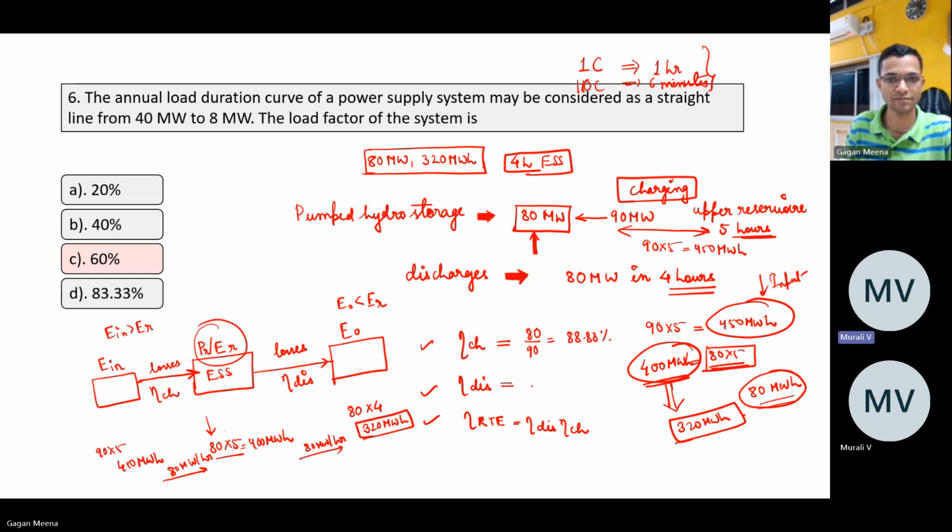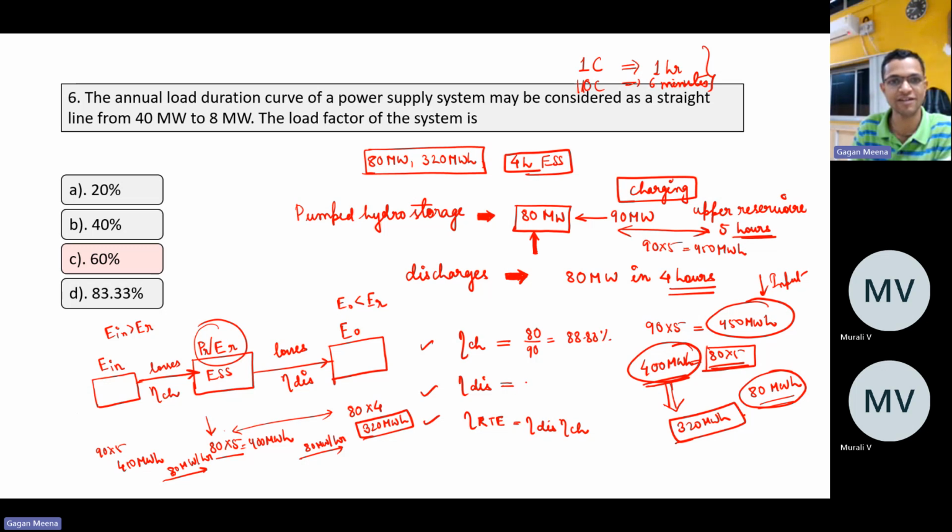Don't use that formula, you have to calculate directly. We are calculating RT by the product of these two. So first you have to calculate the discharge efficiency. How will you calculate? You can use these two values.